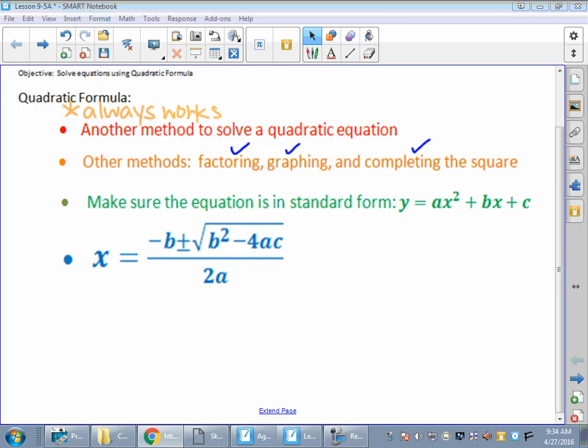The a, b, and c come from the same place the other a's, b's, and c's came from, which is from our standard form equation. The a is the number in front of the x squared, the b is the number in front of the x, and the c is the number floating by itself, also the y-intercept if we graph. So here's a good way for you to remember. Remind me to play this in class for you too.